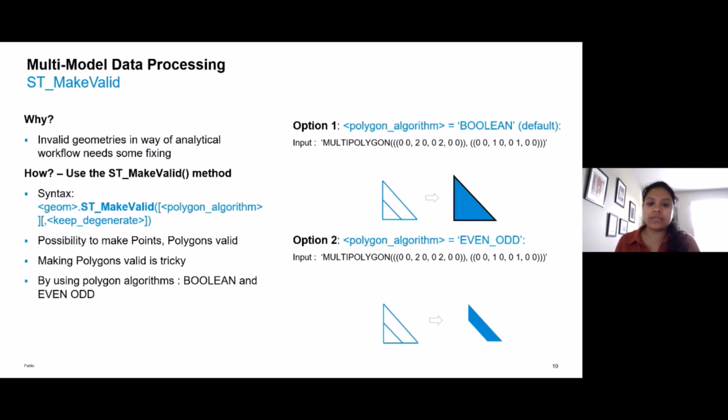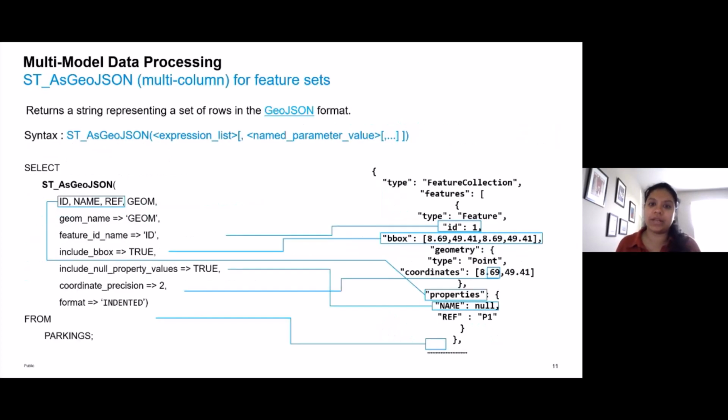So these two algorithms provide different ways to modify an invalid polygon and also make it valid depending on your specific requirements. Next one, which is ST_AsGeoJSON, a multi-column aggregate feature.